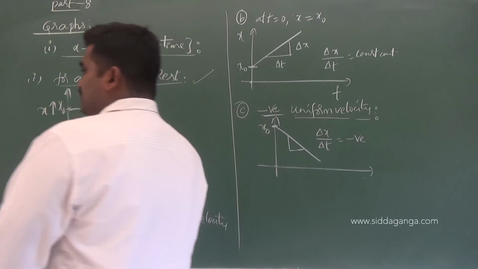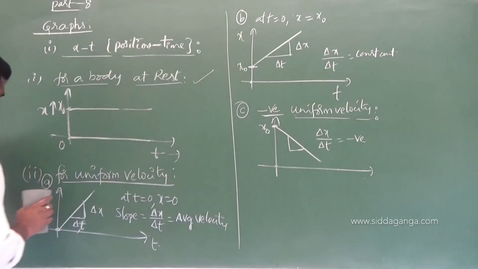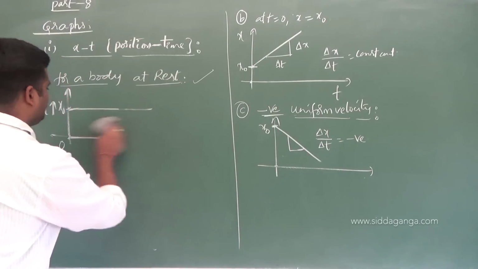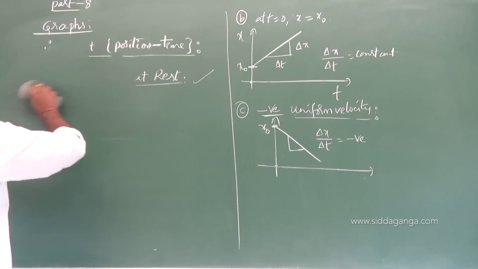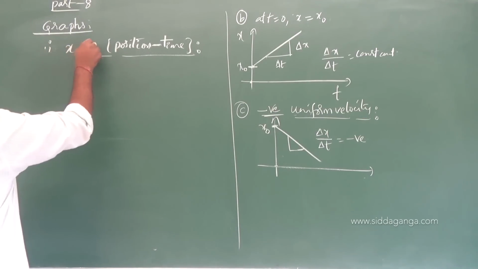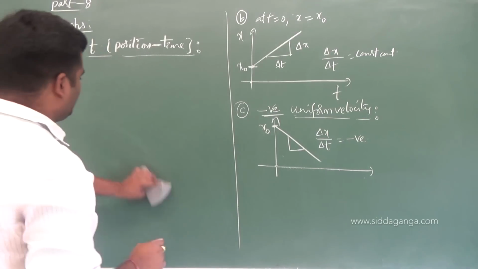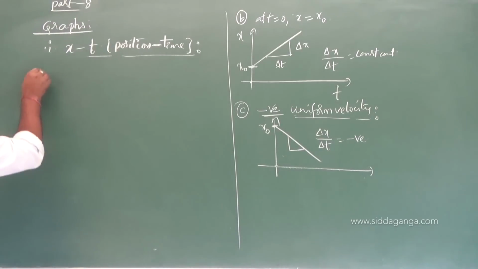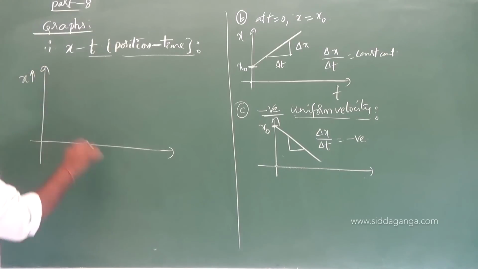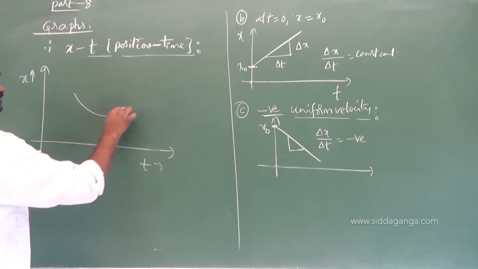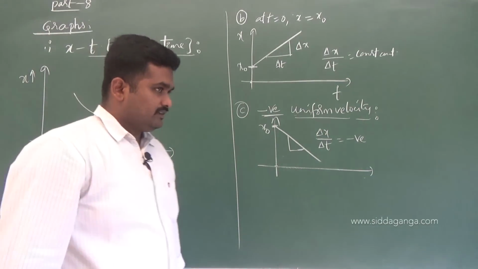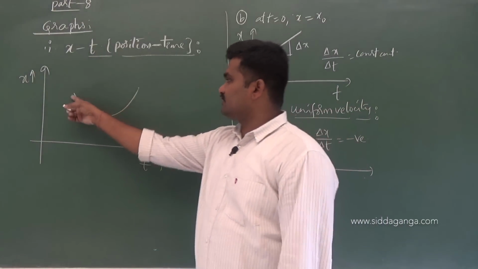If the body is moving with uniform acceleration, how is the graph supposed to be? So that we'll write. Uniform acceleration. This is the xt graph only we are going to study. Now we are drawing for uniform acceleration. These are important, a bit complicated. Xt: positive slope you are going to have for this, meaning increase in velocity is going to be positive.